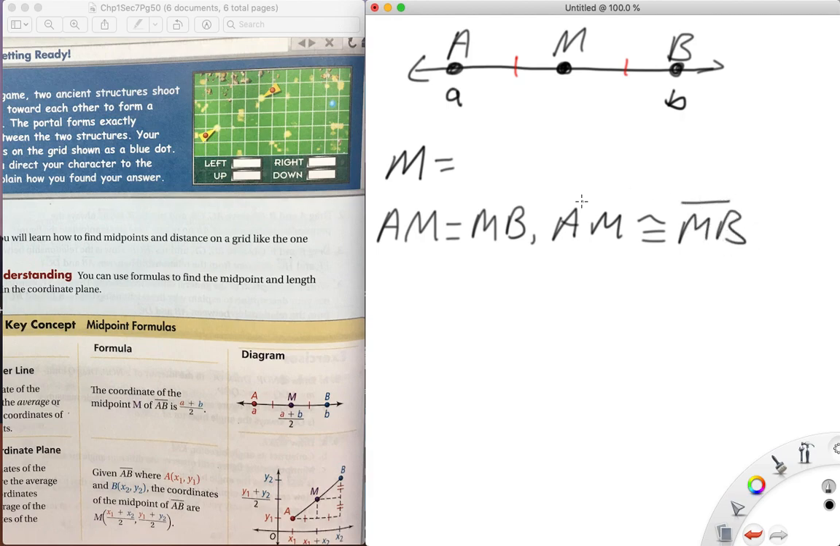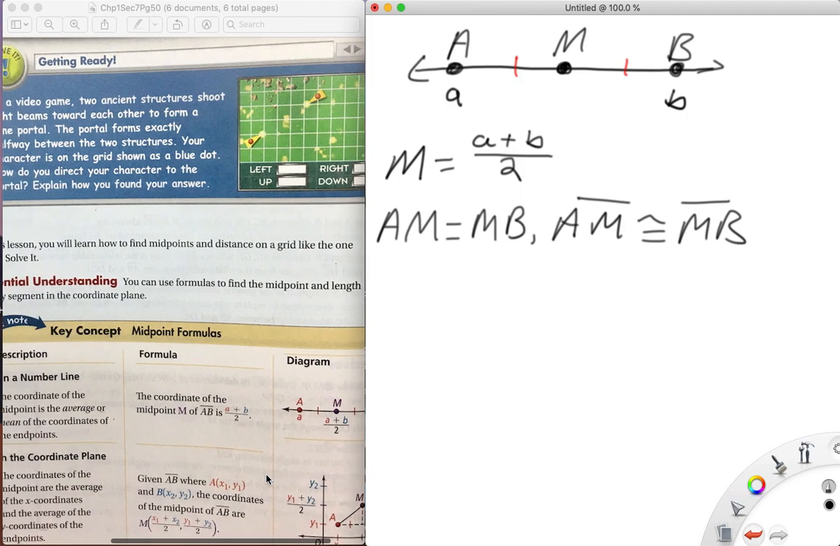Remember with congruency we can put the segment marks up. And there's an equation for that. The equation is adding up the coordinates of the first point plus the coordinates of the second point, and dividing it by 2. That's doing the midpoint on a number line.